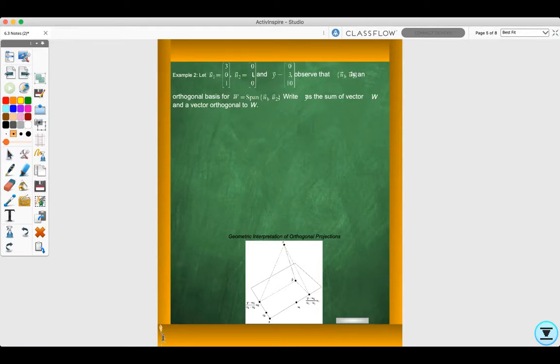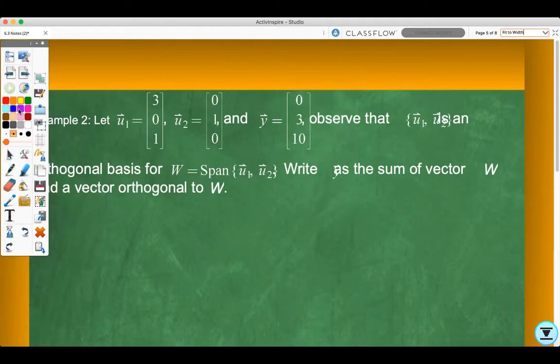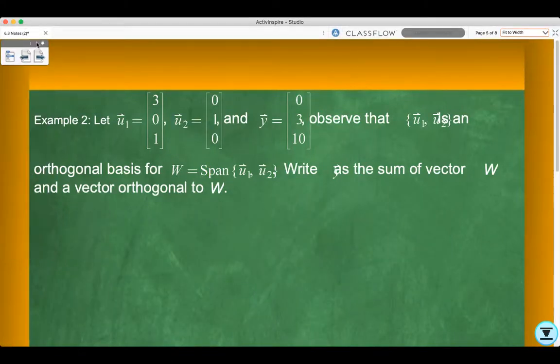So let's look at example 2. Let u1 be 3, 0, 1, u2 be 0, 1, 0, and u3 be 0, 3, 10. Observe that u1 and u2 is an orthogonal basis for W, and W equals span u1, u2. Write vector y as a sum of a vector in W and a vector orthogonal to W.